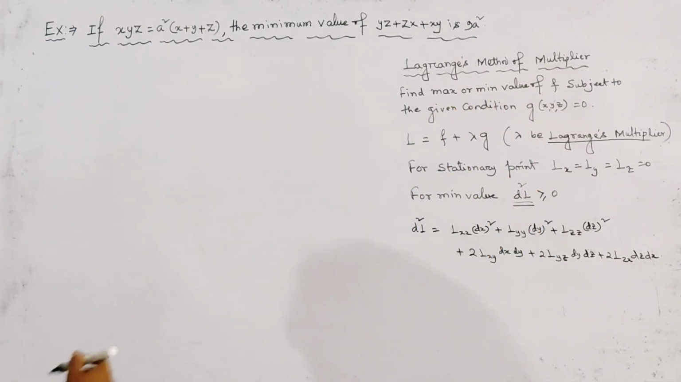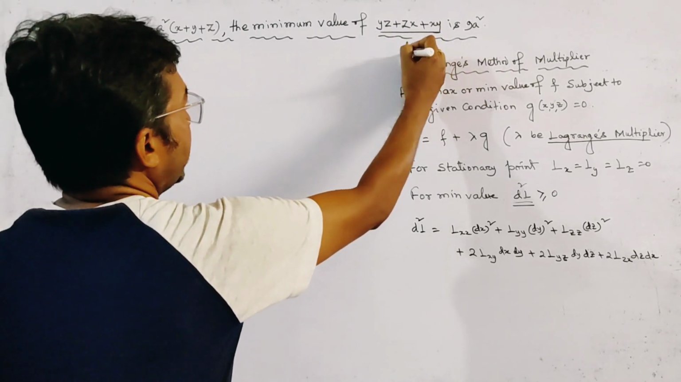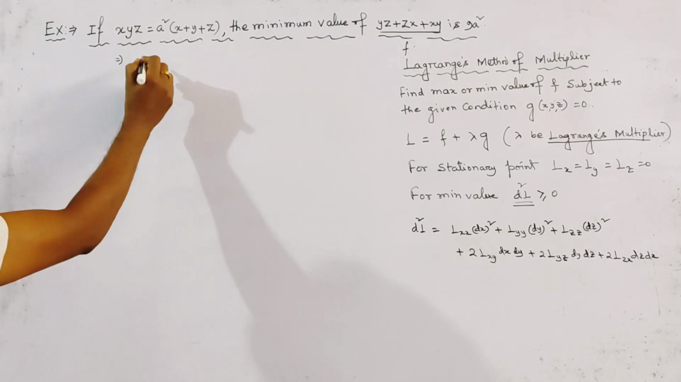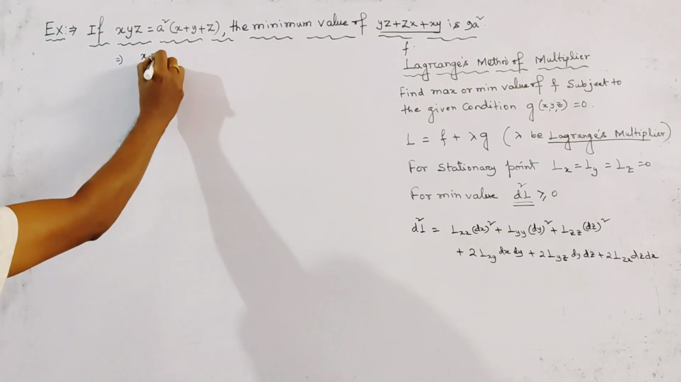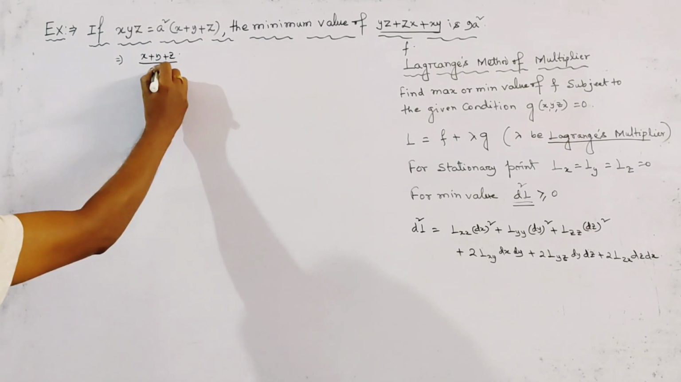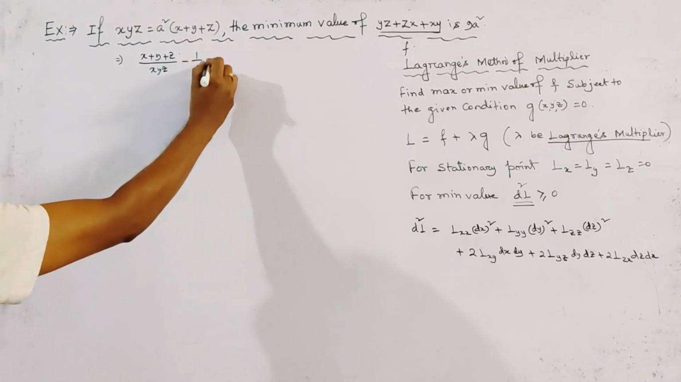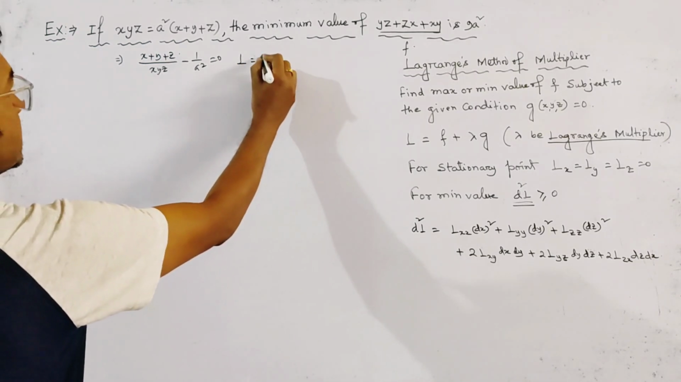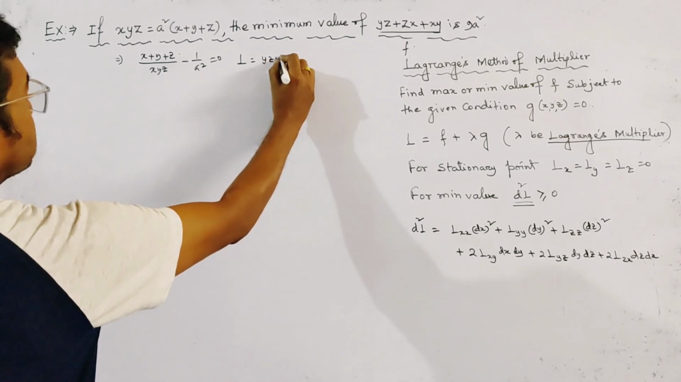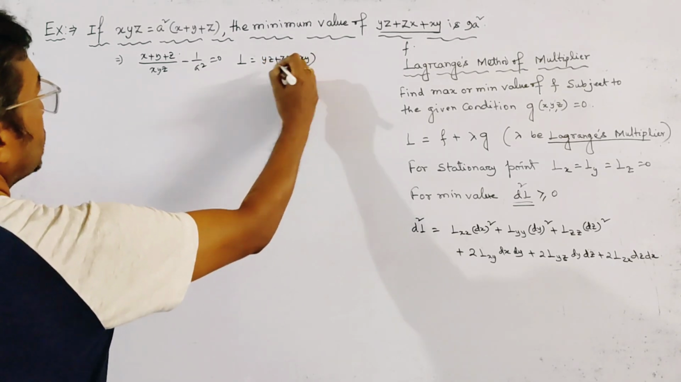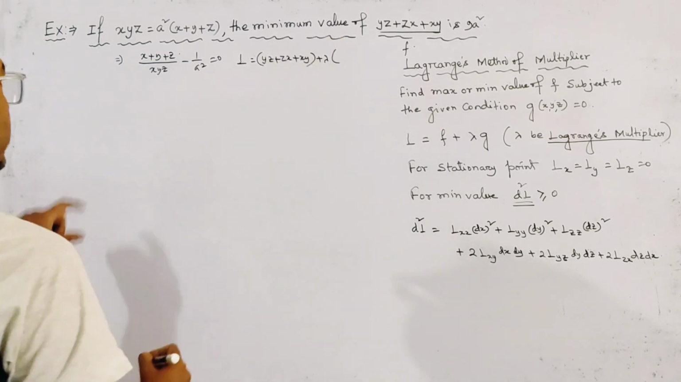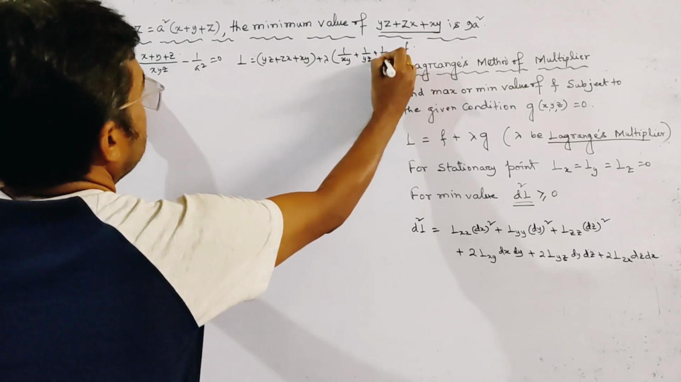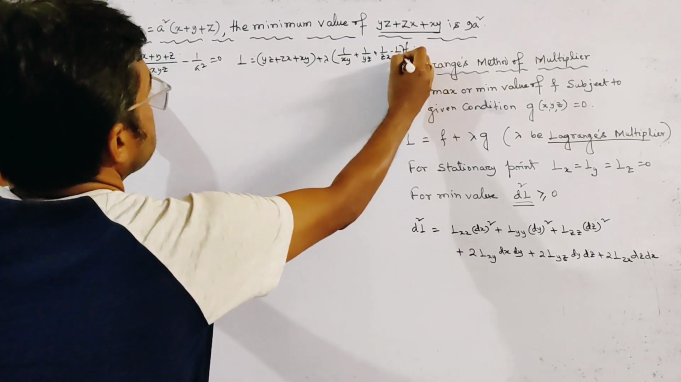Now we start from this function. This is f, and this is g. We first write g in the form (x plus y plus z) by xyz minus 1 by a square equals 0. Now we get L equals yz plus zx plus xy plus lambda into (1 by xy plus 1 by yz plus 1 by zx minus 1 by a square).